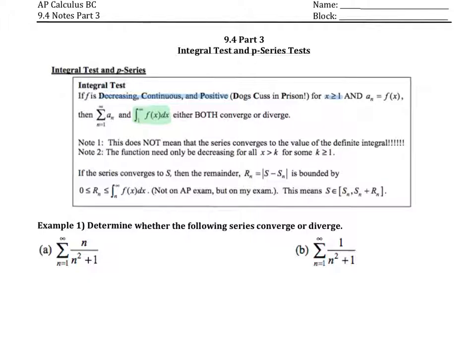And note 2, the function need only be decreasing when x is greater than k for some k greater than or equal to 1. So we're really looking at whatever this start value is here and here. So if that n value started at 3, well then I'm looking at the integral from 3 to infinity.